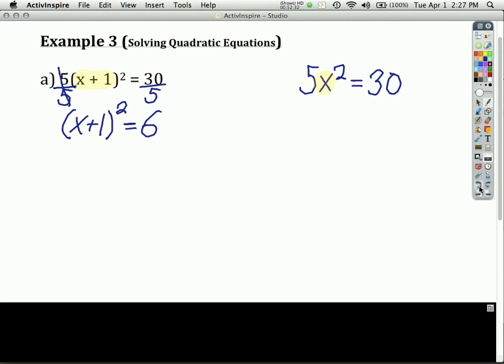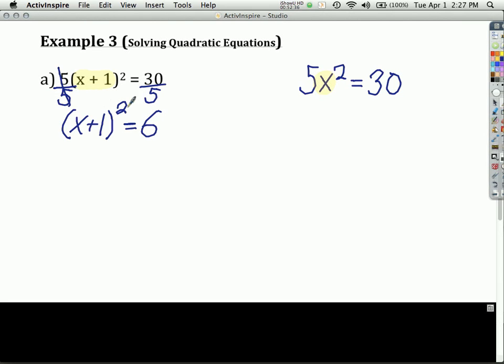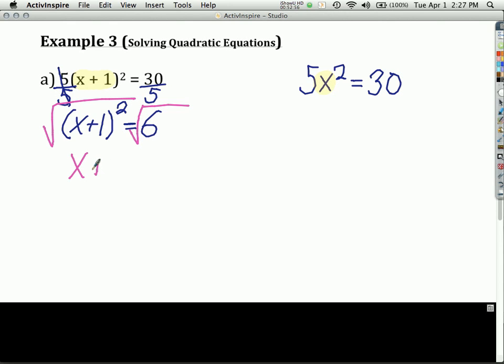We can square root both sides right now. How do we get rid of this? We do that. But once, to get rid of something squared, we square root it. But you have to do it to both sides. So this square root symbol will get rid of the squared, which means we will be left with x plus 1 equals plus or minus whatever the square root of 6 is.